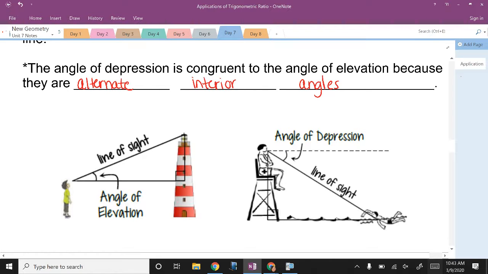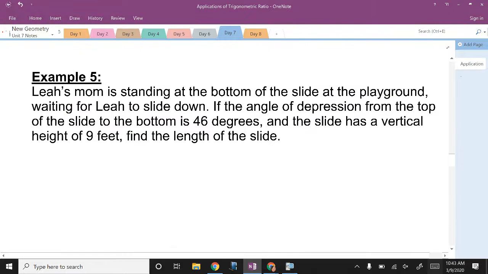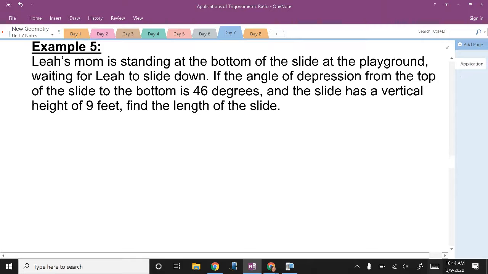I know. Okay, let's talk about number 5 right here. Let's talk about little girl Leah. She might be little. I don't know. I assume she is. She's going down a slide. When you get too big, your slide don't fit, and your hips are too wide, you don't go down as easy. So maybe Leah's either really skinny or she is little. All right, Leah's mom is standing at the bottom of a slide at the playground, waiting for Leah to slide down. That makes me sound like Leah's a toddler, okay?